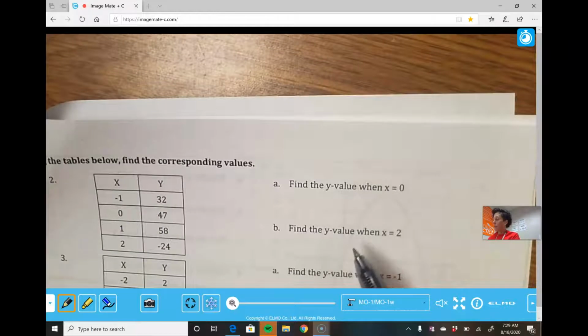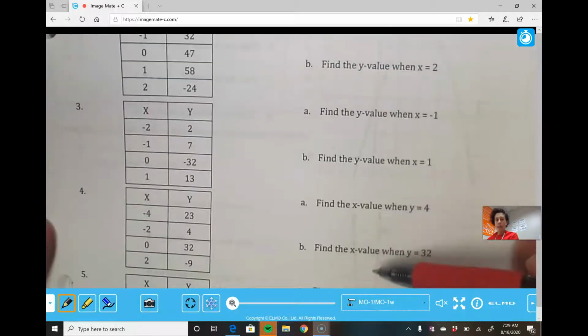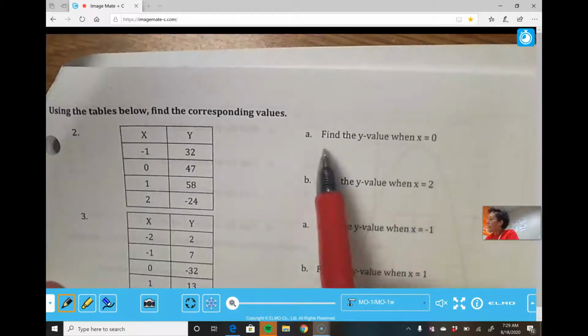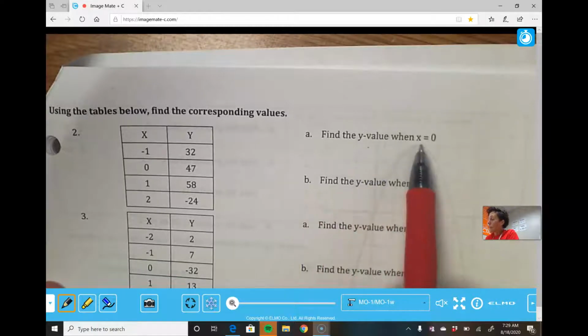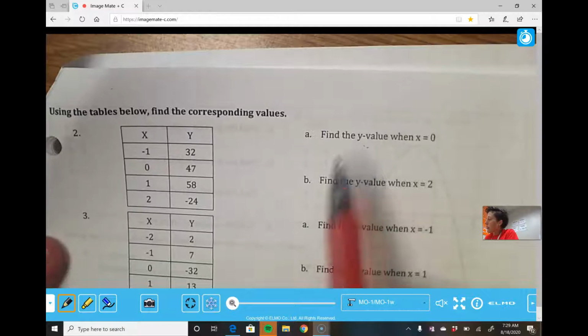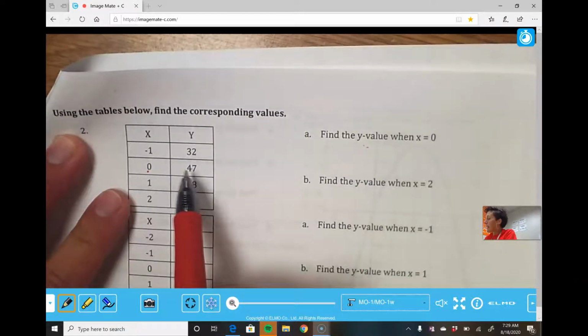Just kind of note the format. 3, we've got an A and B. 4, there's an A and B. So find the y value when x is 0. So again, here we're given the input and we're about to find the output. So I'm going to look at my input is 0 and I get 47.